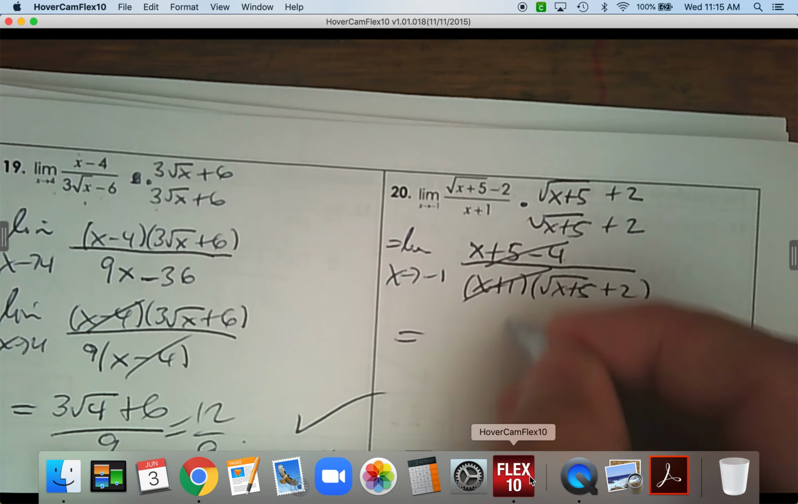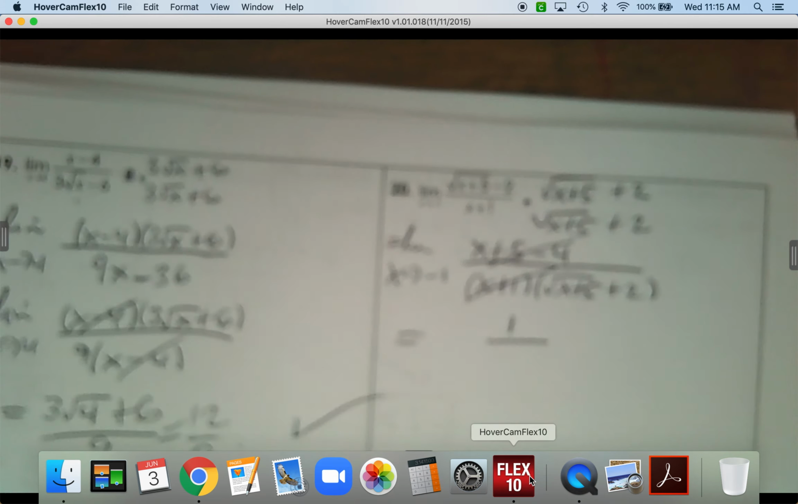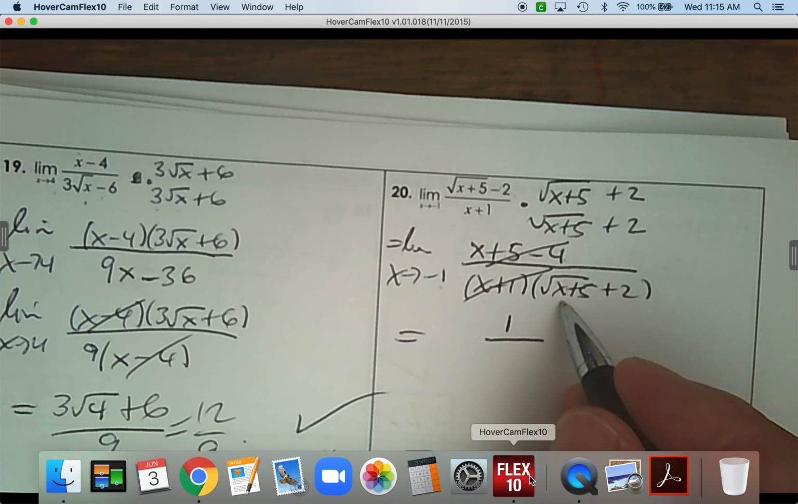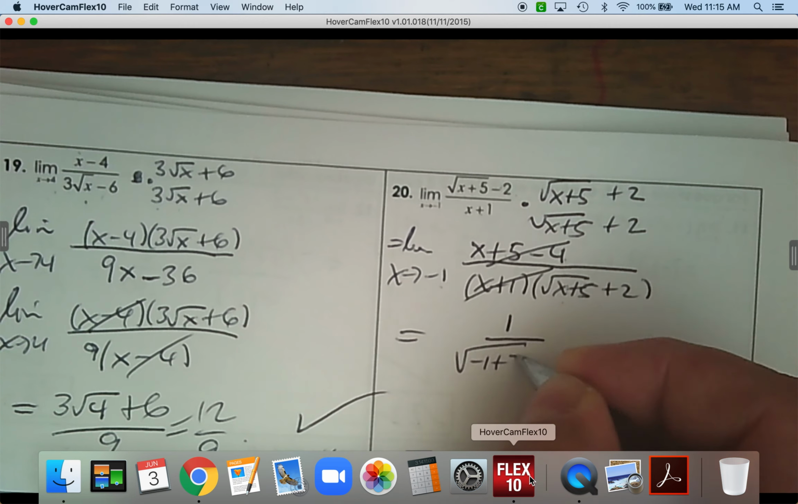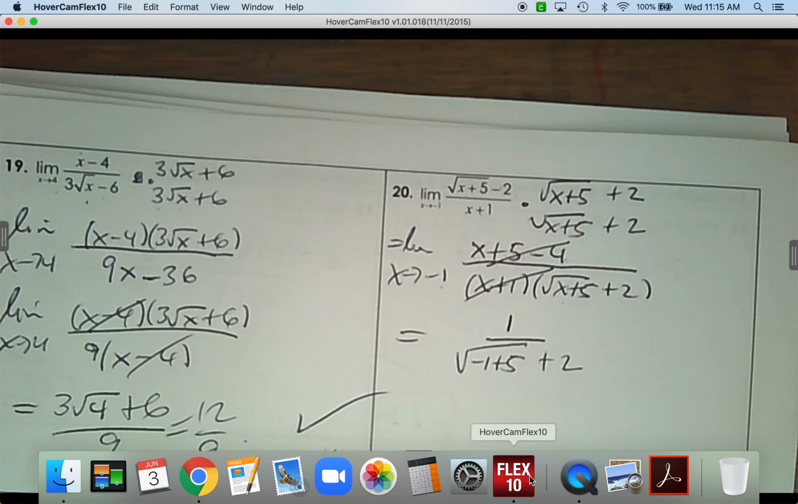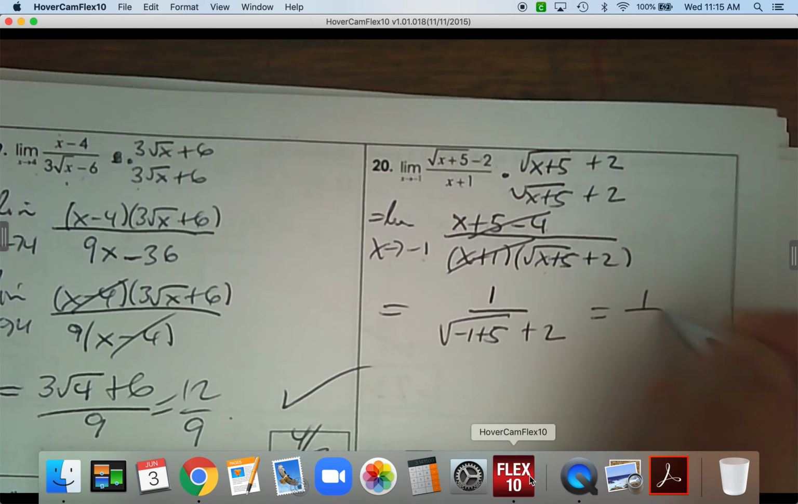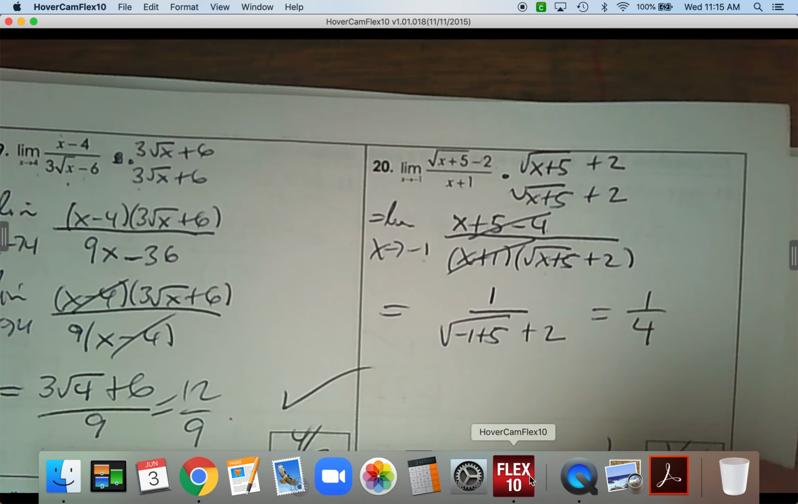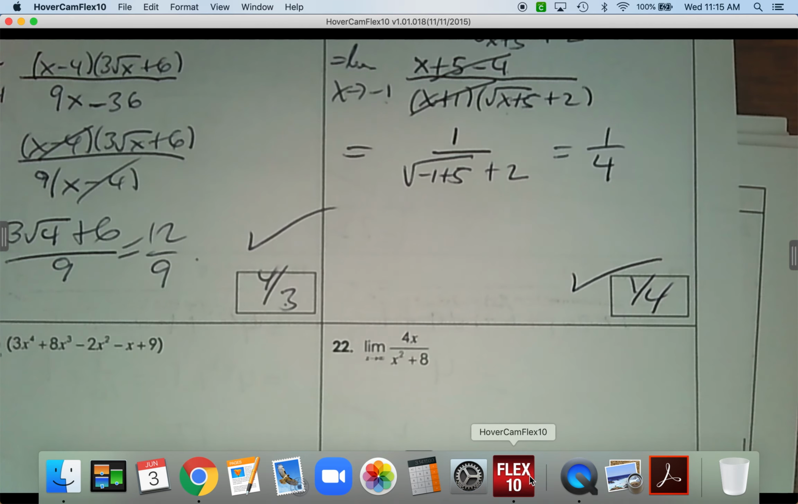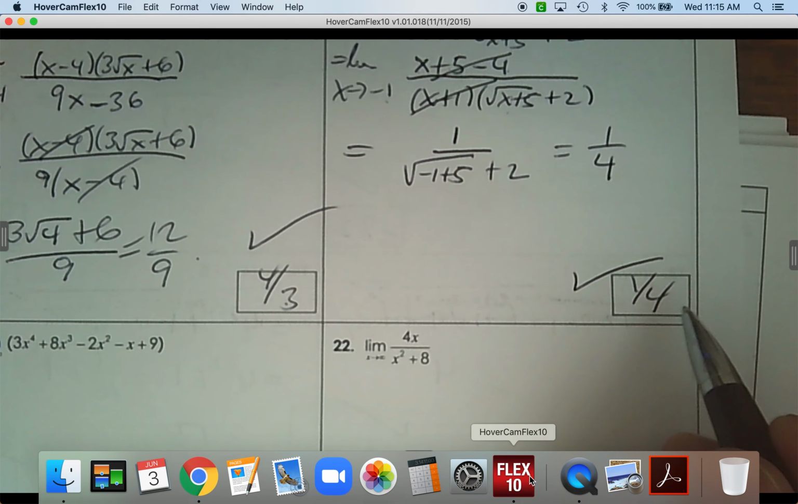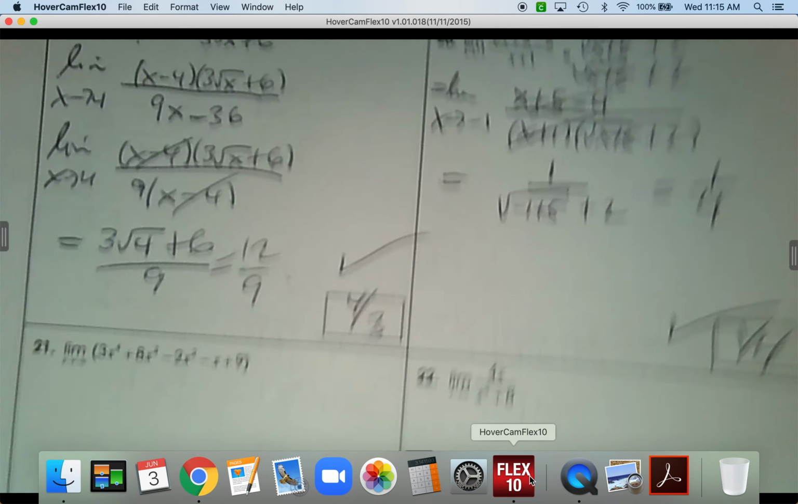And now I can plug in. So what I don't see is a positive 1 on top. Plug in negative 1 here. So it's negative 1 plus 5. So the square root of negative 1 plus 5. So that's the square root of 4. That's 2. And then 2 plus 2. And you get a quarter. Give yourself a check mark if you were able to evaluate correctly.